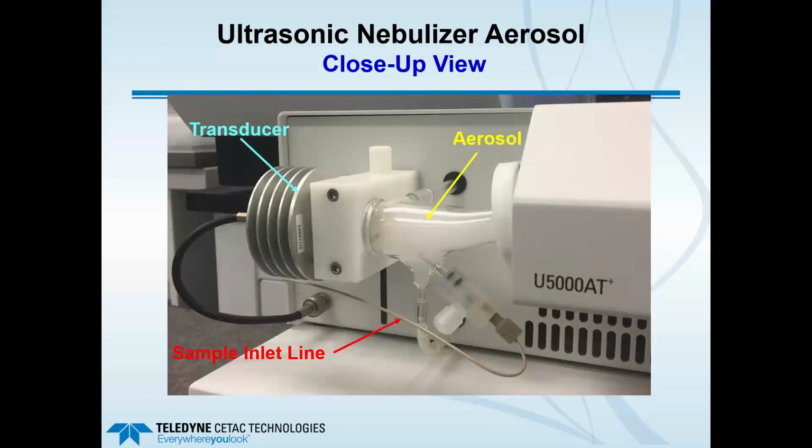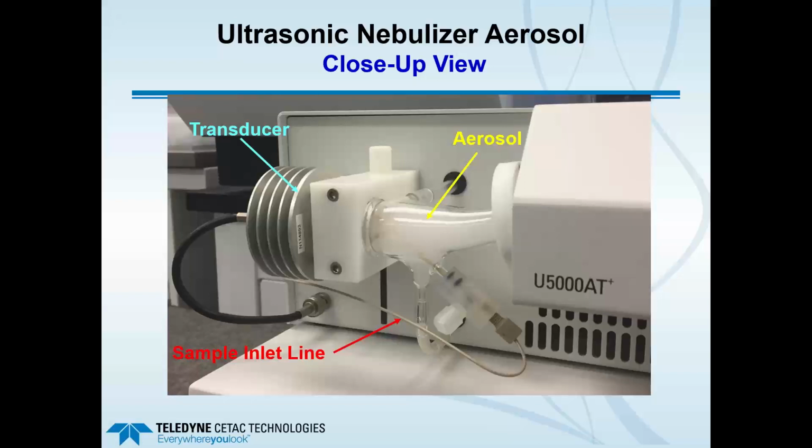So here is a close-up of what the aerosol looks like. And I've pointed out, again, with the colored callouts, there you see the transducer mounted on the ultrasonic nebulizer, the sample inlet line, which is a line of PEEK tubing that would connect to the outlet from the peristaltic pump, with the other end, of course, if needed, attached to an auto sampler. And then in the conical spray chamber, you see the actual aerosol being generated. You can see it's a thick and heavy aerosol because of the efficiency of the ultrasonic nebulizer.